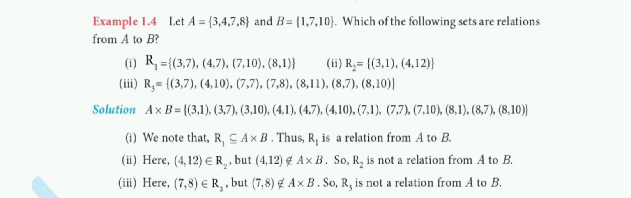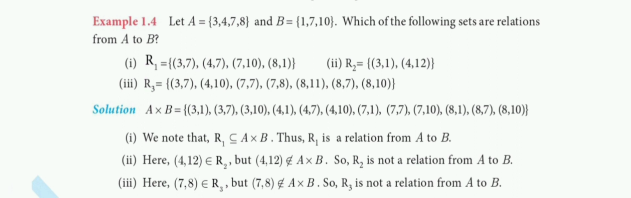Second subdivision is to check whether R2 is a relation from A to B. In R2, the first element (3, 1) is an element of A cross B, and the second element (4, 12) does not belong to A cross B. Therefore, we can conclude that R2 is not a relation from A to B. Now, third subdivision R3: (3, 7), (4, 10), (7, 7) are all elements of A cross B, but (7, 8) is an element of R3 that is not an element of A cross B. Therefore, R3 is not a relation from A to B.